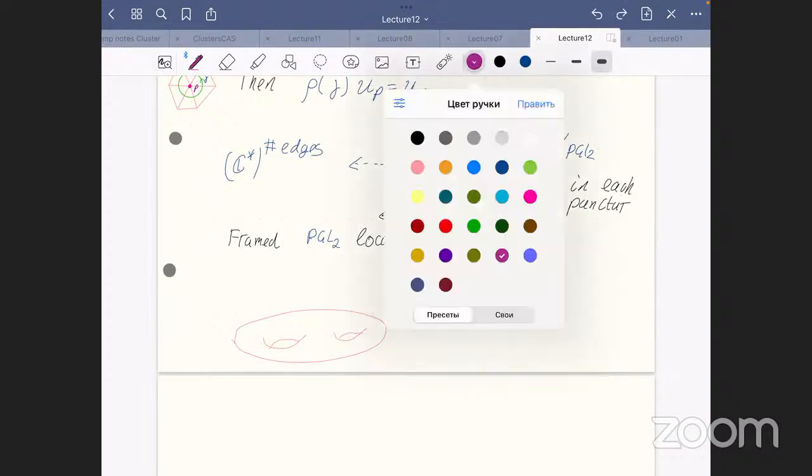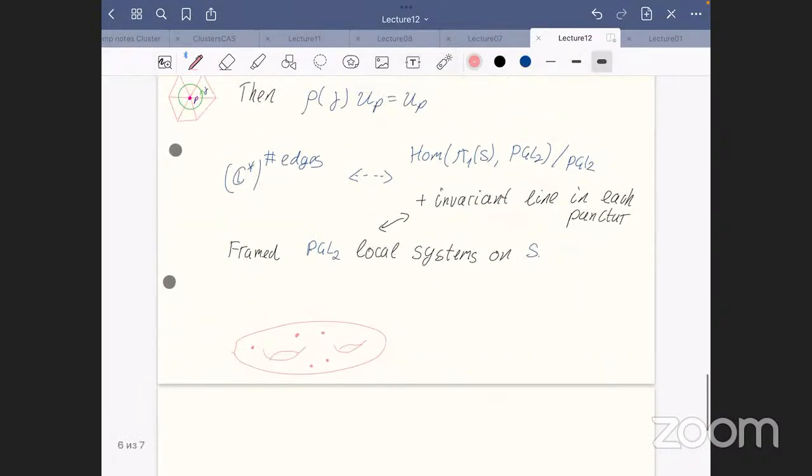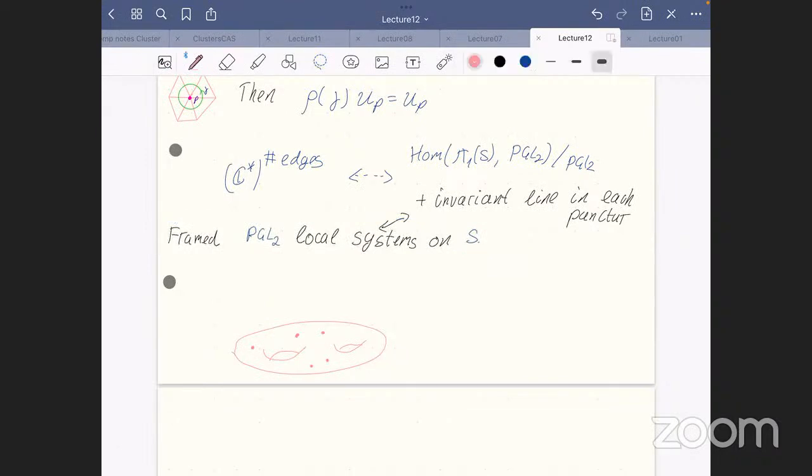Maybe I can draw punctures with the same color. No need to. And we have, more correct to say, we have a principal PGL2 bundle with flat connection.